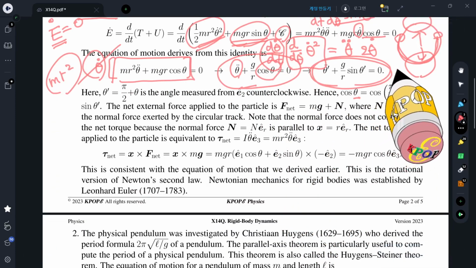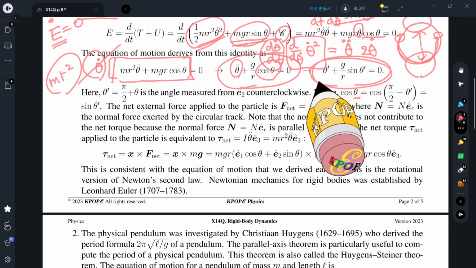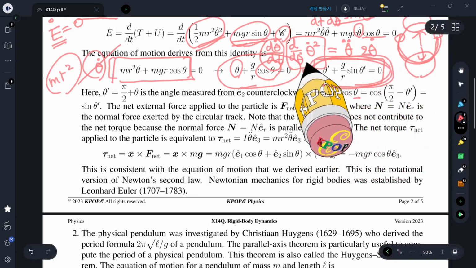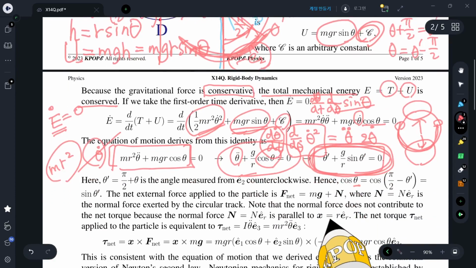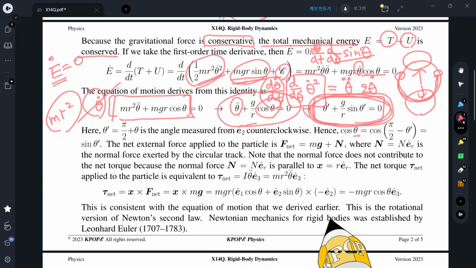So who knew? You can derive this equation of motion. Usually it is rather difficult to derive the equation of motion directly from Newton's laws of motion for the rotation version. However, what we have done is nothing but the conservation of energy. This is the merit of using a scalar.